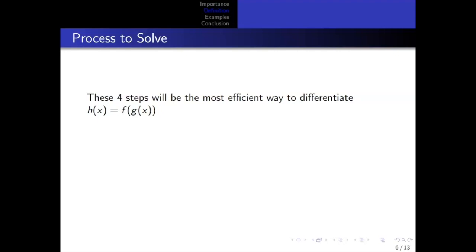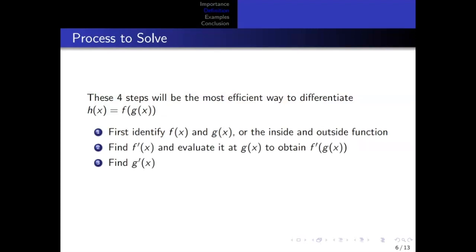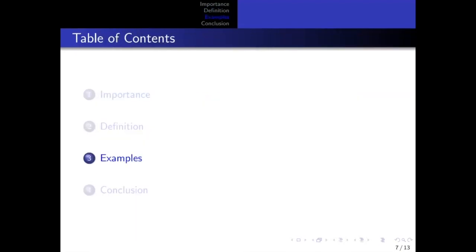We will now look at a process to solve the most efficient way to differentiate h of x equals f of g of x. First, we need to identify f of x and g of x, or the inside and outside function. Then, we will find f prime of x and evaluate it at g of x to obtain f prime of g of x. Then we will find g prime of x. And finally, we will write h prime of x equals f prime of g of x times g prime of x. Now we will look at some examples to put this formula to good use.